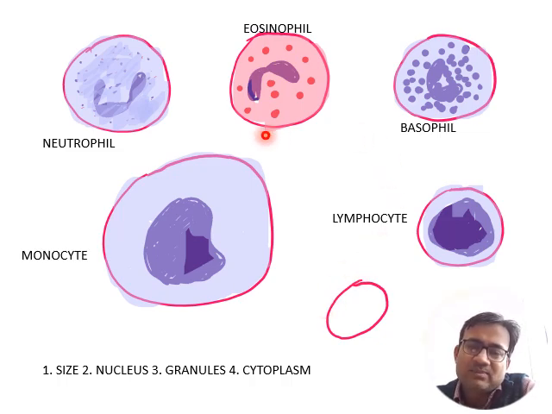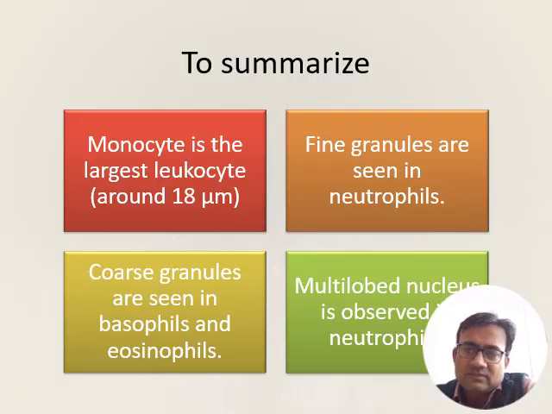So this is the simple way by which you can draw the various diagrams as well as identify the cells. To summarize, monocyte is the largest leukocyte. Fine granules are seen in neutrophil. Coarse granules are seen in basophil and eosinophil, but the color is different. And multilobe nucleus is observed in neutrophil.